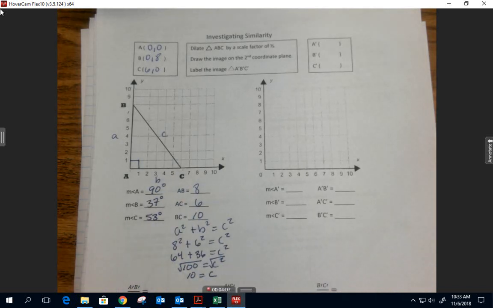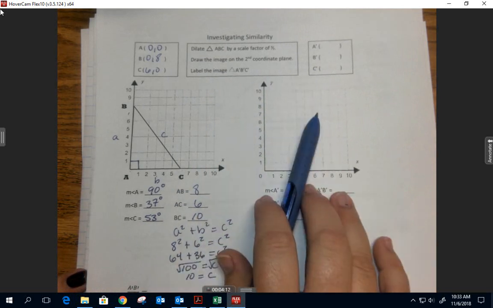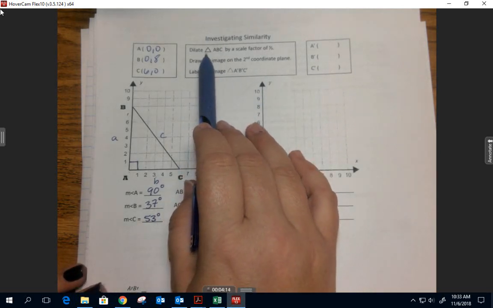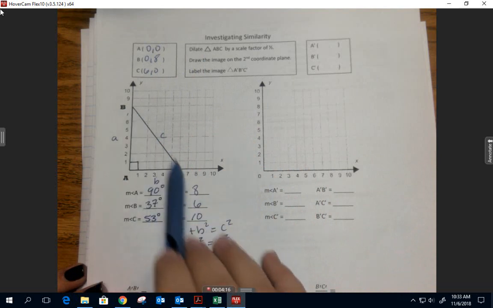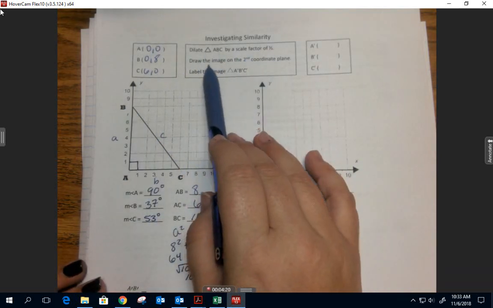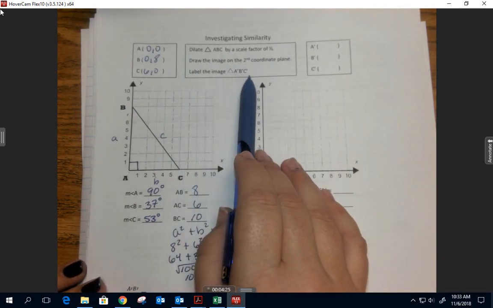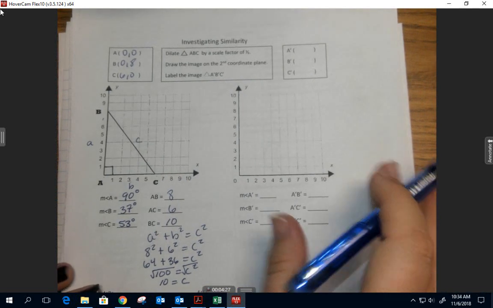So what are we going to do with this? Well, we're going to go on and make another triangle. It wants us to dilate triangle ABC, so this one here, by a scale factor of 1/2. And we're going to draw the image on the second coordinate plane and label the image A prime, B prime, C prime. So let's do that.